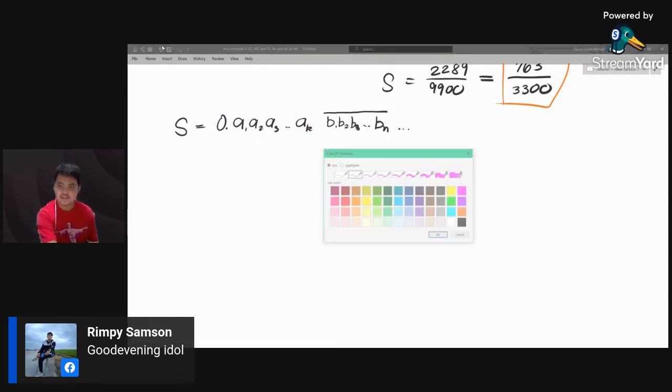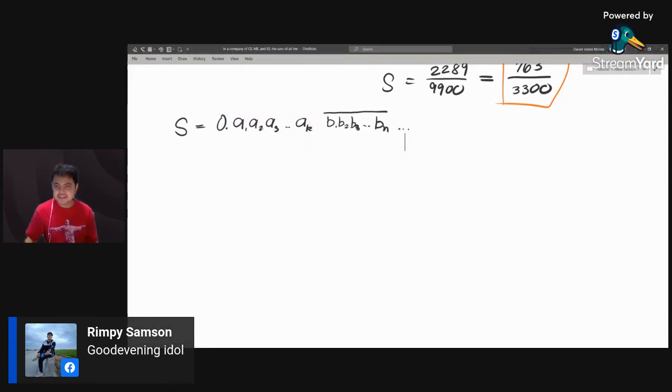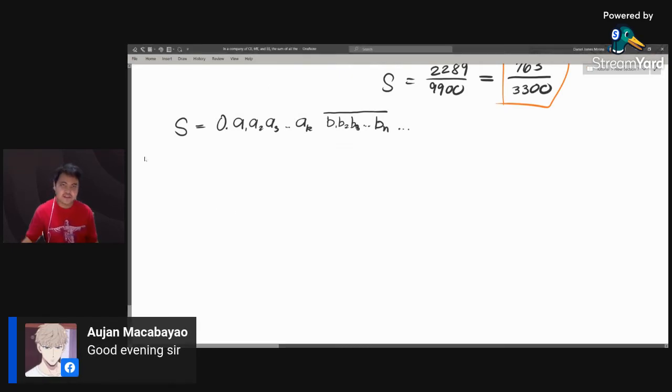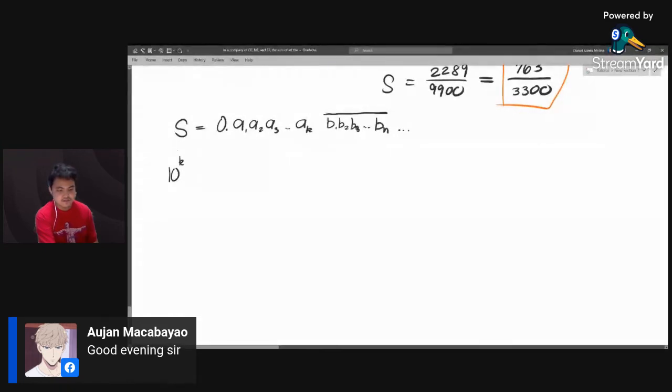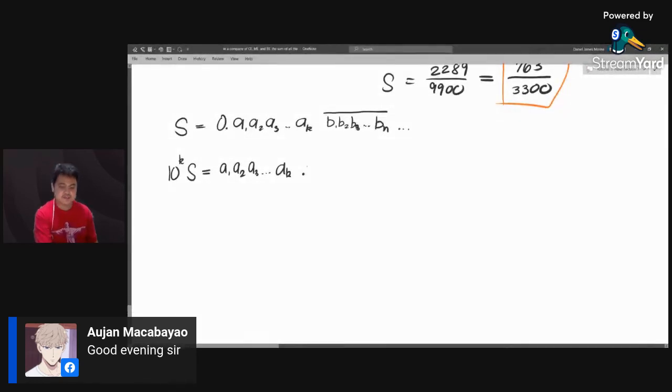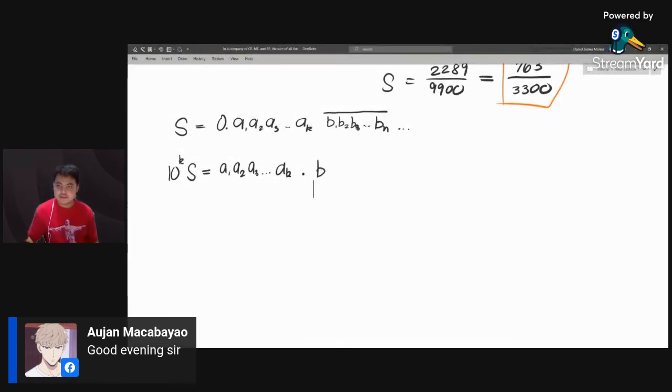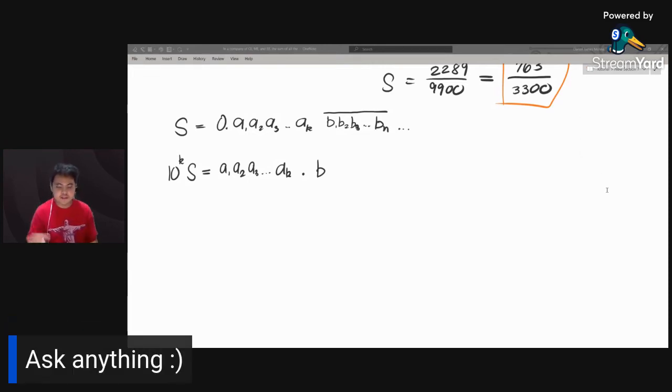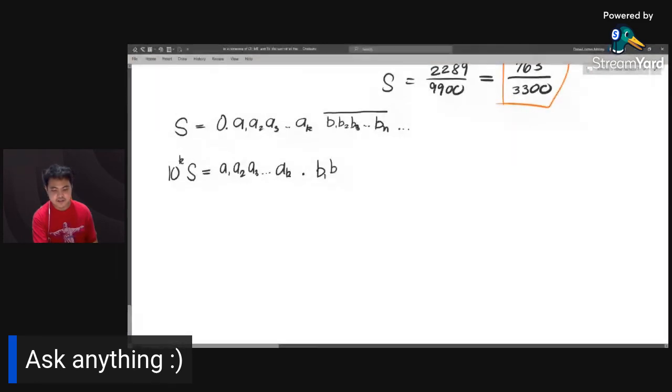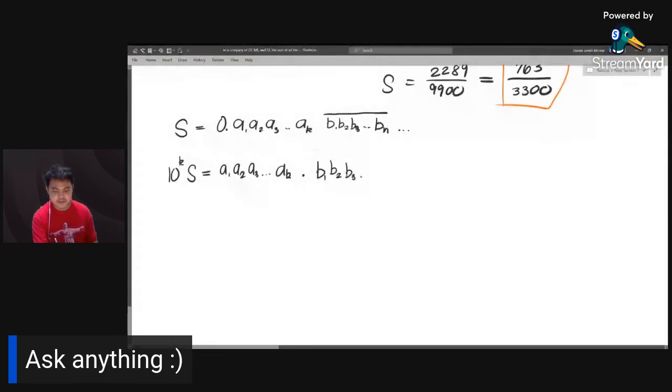Okay, nagde-derive na tayo, guys. So let's say, A1, A2 hanggang A sub k, so 10 raised to k yung power na yon. 10 raised to k times S is equal to A sub 1, A sub 2, A sub 3, up until A sub k, point B sub 1, B sub 2, B sub 3, B sub n, repeating.